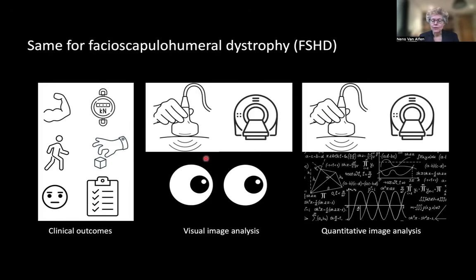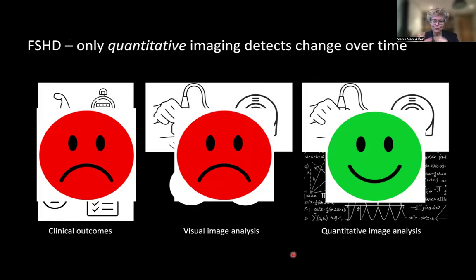And visual image analysis, whether it's ultrasound or MRI, doesn't show any visible changes either at the group level. But quantitative analysis for both these imaging techniques does. So the quantitative image analysis with ultrasound or MRI is the most sensitive technique to track these patients over time, and also to see the effect of a treatment. So this is the very short summary, if you want to use ultrasound or even MRI as a biomarker.